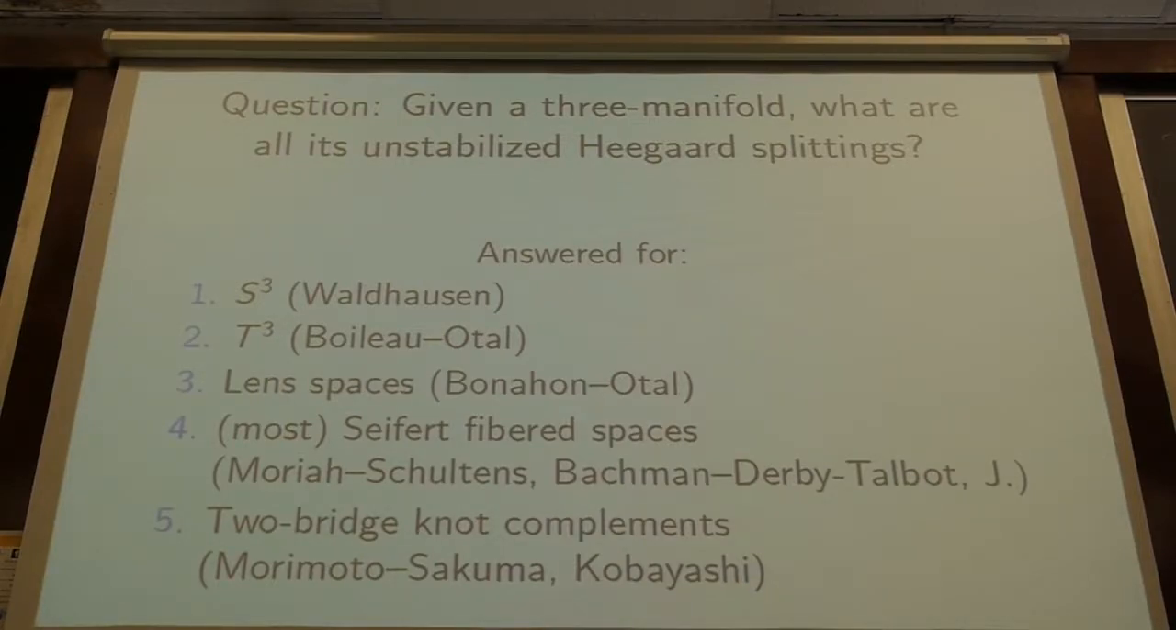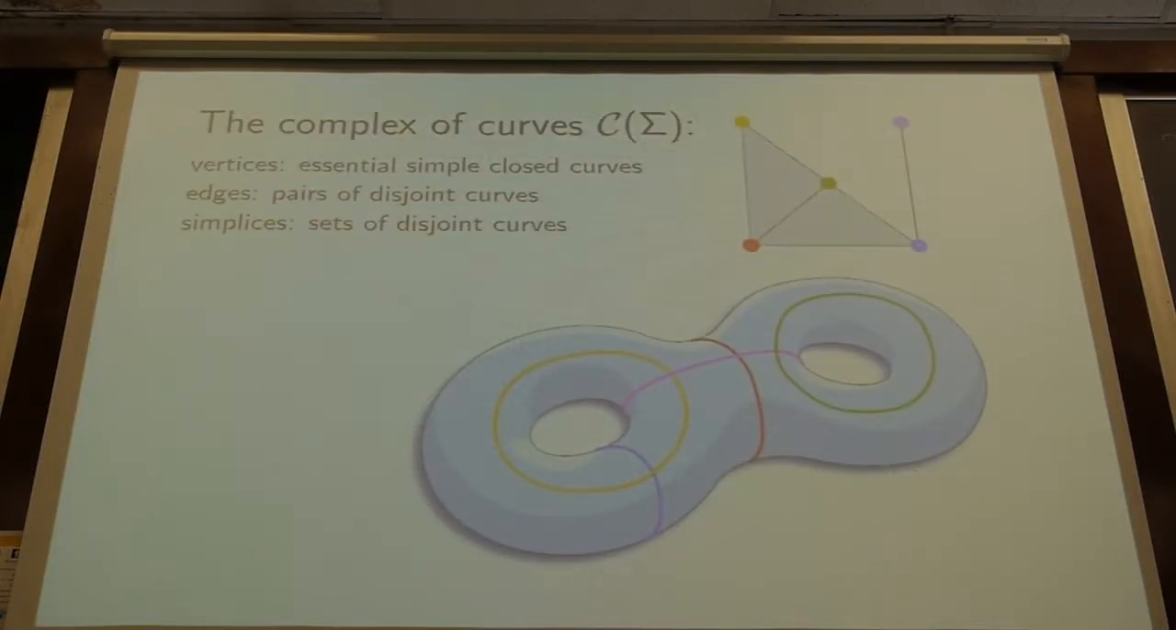And so you might ask, why are hyperbolic three-manifolds so hard? Well, that's kind of the whole point of hyperbolic three-manifolds, that they're more complicated than hyperfibered spaces. So how can we understand Heegaard splittings of hyperbolic three-manifolds? To do this, we're going to have to introduce the curve complex.